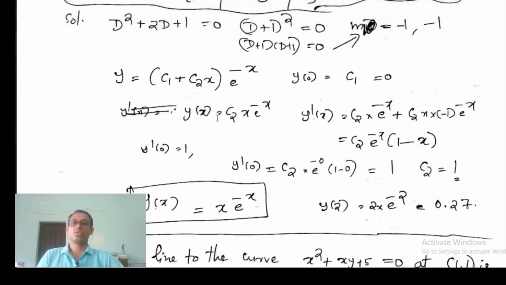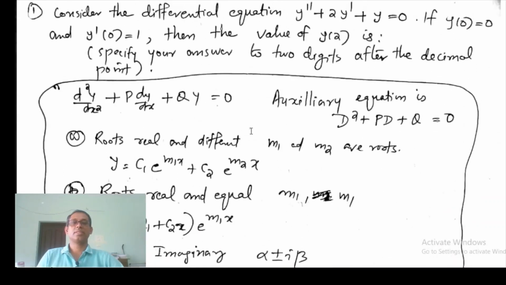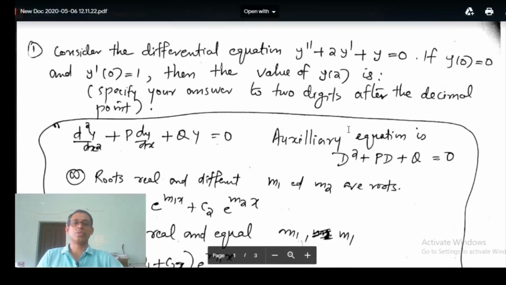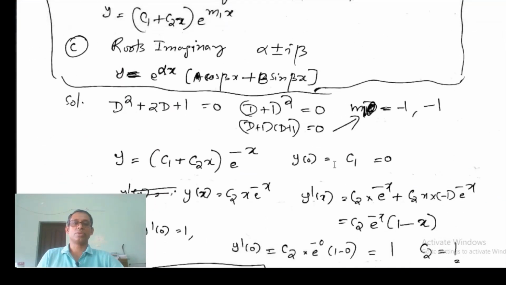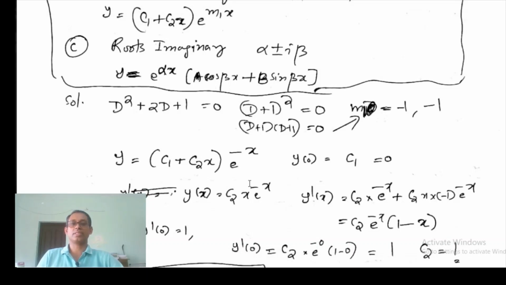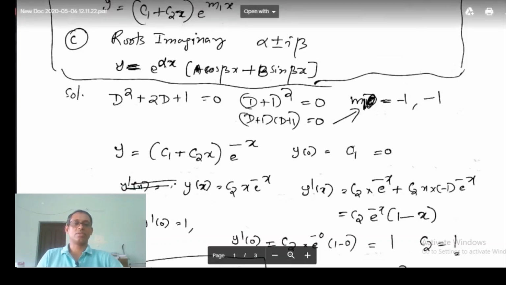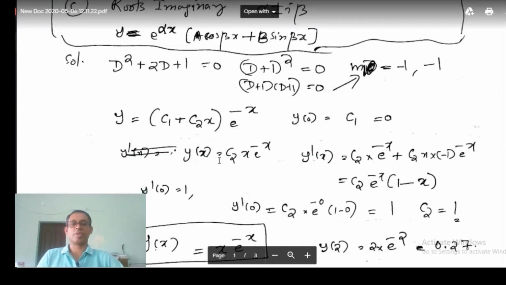So the solution is y = (c1 + c2 x) e^(-x). Here y of 0 is given as 0. So if I use y of 0 = 0, I will get c1 = 0. So y of x is c2 x e^(-x). Then I have to find c2. So I differentiate this again with x, and y prime of x is c2 e^(-x) (1 - x).